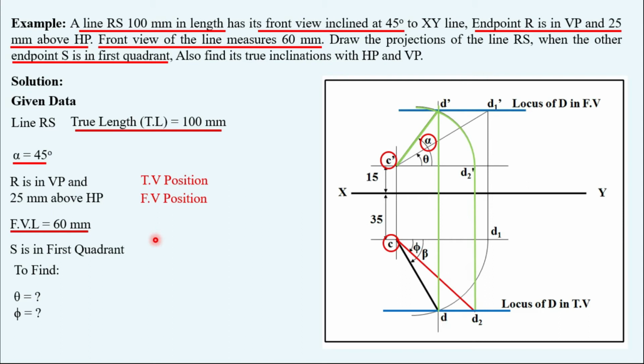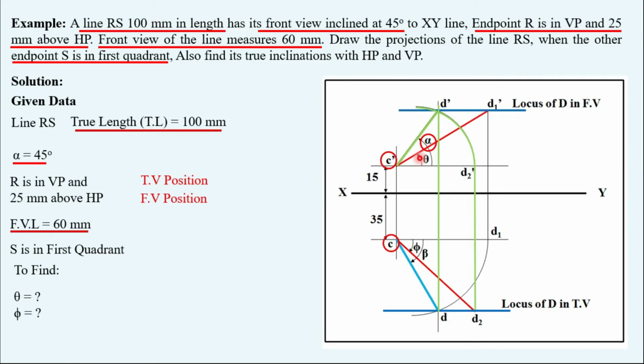Here it will be for S. So once you have obtained the top view point, you can join it and the final top view can be obtained. Now the last thing, in order to obtain theta, we should draw this line. Once the locus is available, you have to take 100 mm, that is true length in your compass, keeping compass on front view point and cutting on the locus, and you can get this angle theta.